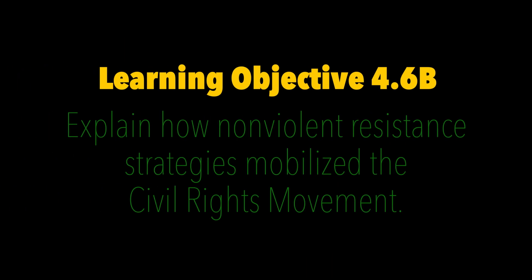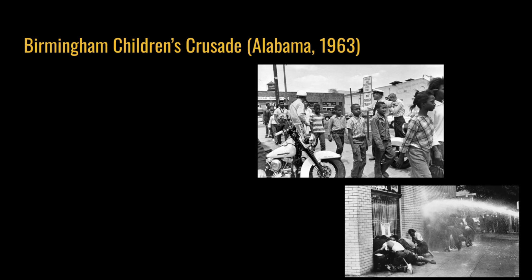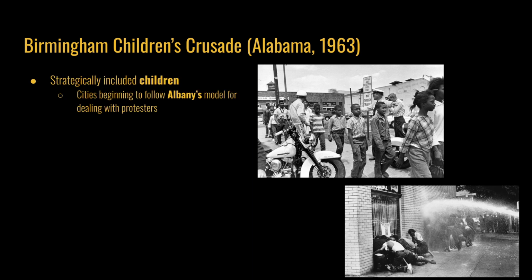The second learning objective is: explain how nonviolent resistance strategies mobilized the civil rights movement. In 1963, in Birmingham, Alabama, protesters from the Big Four civil rights organizations began to grow frustrated with the lack of progress. Cities in the South, including Birmingham, started to adopt strategies similar to those pioneered in Albany, Georgia.